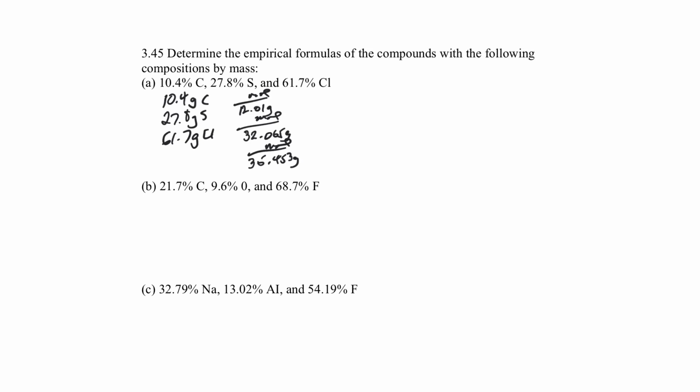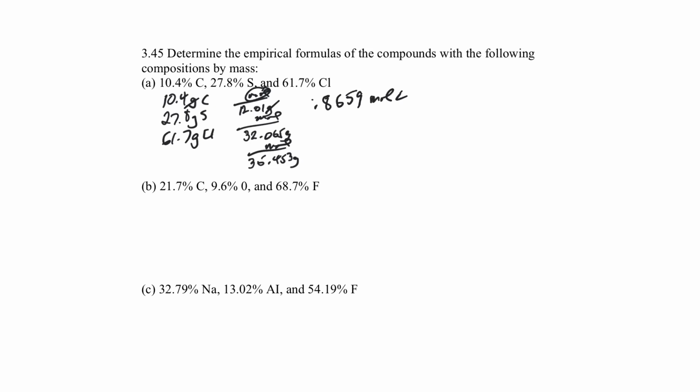All right, so all I do is divide. I get my calculator. 10.4 divided by 12.01. I've now canceled grams and I'm in moles. So I now have 0.8659 moles of carbon.